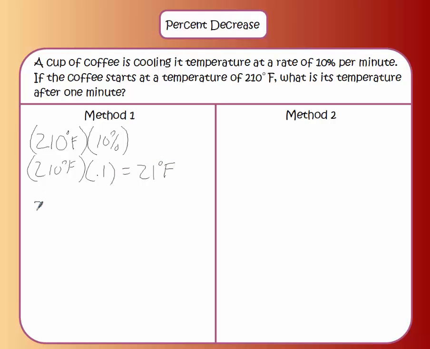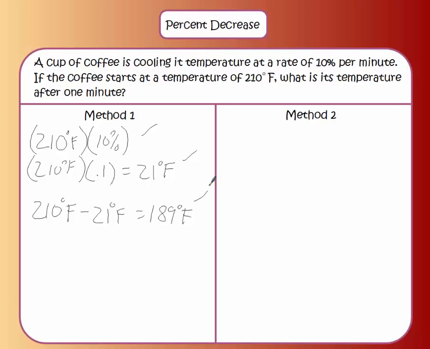So now I have to take the starting amount and subtract from that, right, because it's getting cooler. Subtract from that the 21 degrees, and that's going to tell me 189 degrees Fahrenheit. Again, it takes me 3 calculations to get to here. We can do something very similar for the percent decrease. There's going to be one fundamental difference here.